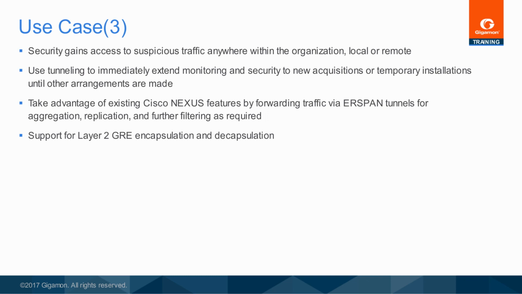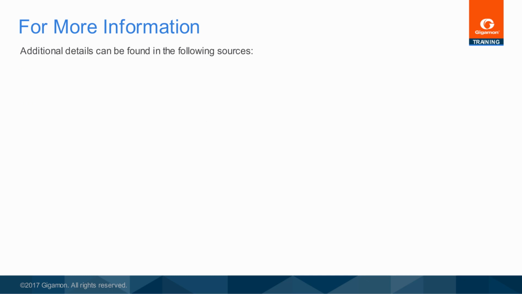Use GigaSmart Layer 2 GRE tunnel decapsulation at the second node to decapsulate the traffic before sending it to the local tool ports. Additional details can be found in the training module, the CLI, HView and GigaView FM training modules, user guides, and product data sheets.